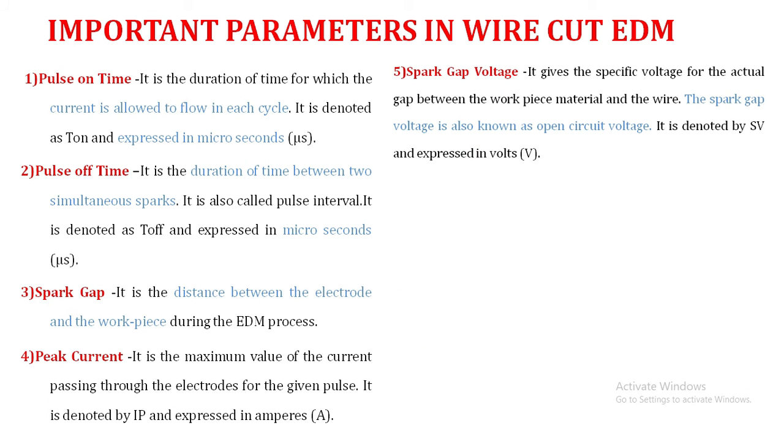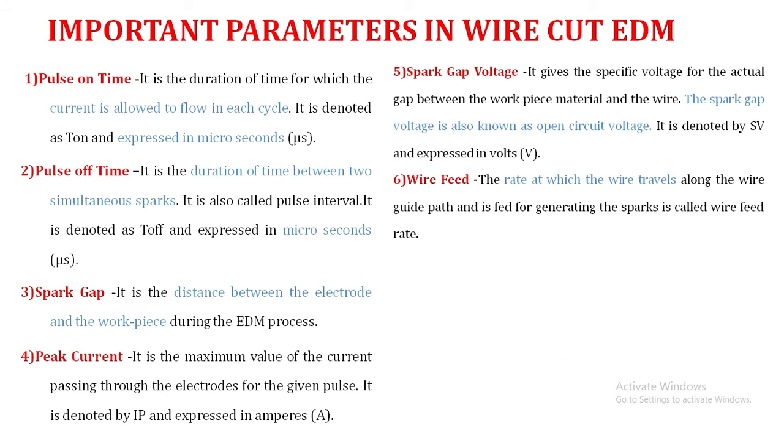Next one is the spark gap voltage. It gives the specific voltage for the actual gap between the workpiece material and the wire. The spark gap voltage is also known as open circuit voltage. It is denoted by SV and is expressed in volts. This is where the actual spark takes place, in the region between the electrode and the workpiece. How much gap you want to maintain is denoted by the spark gap voltage.